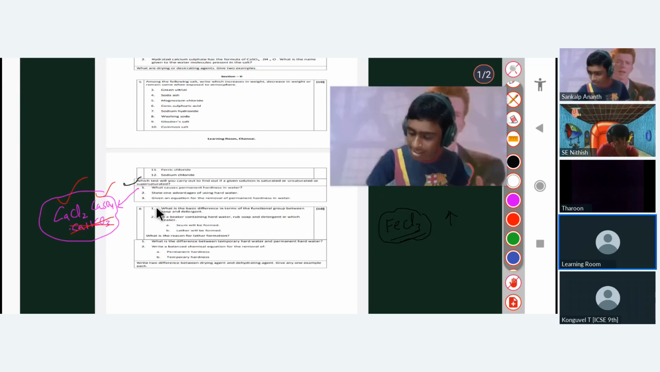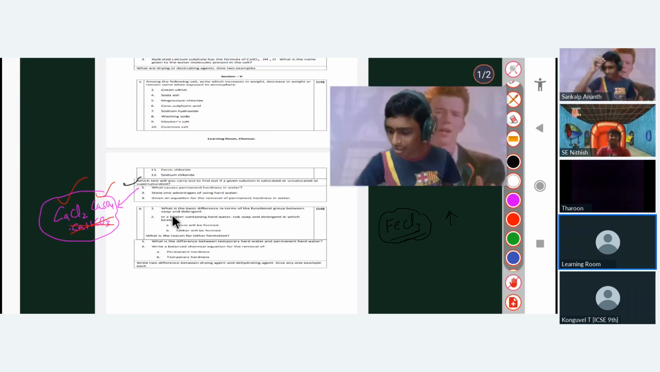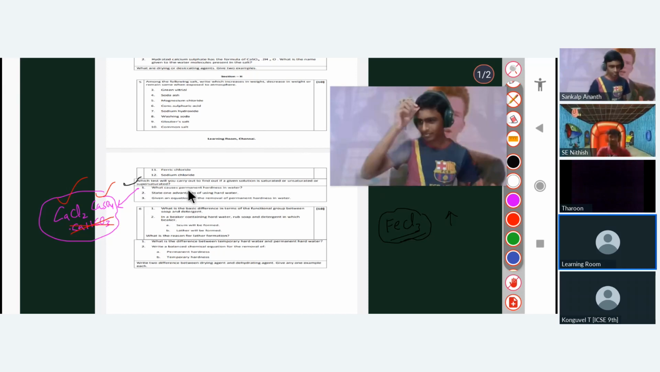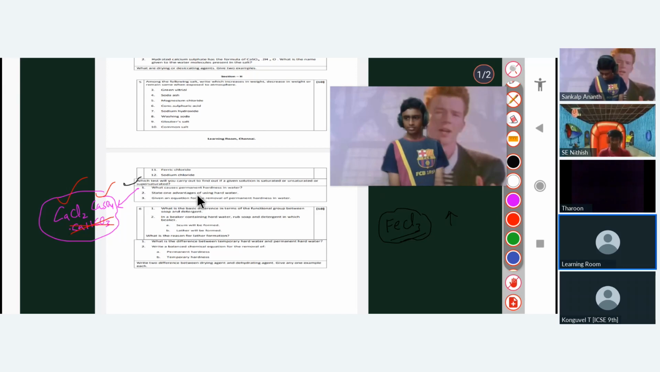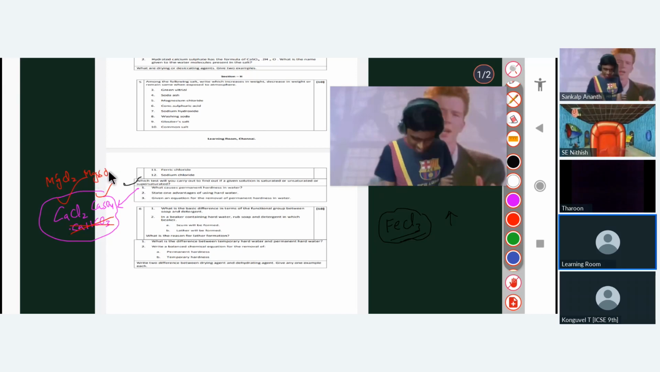Exactly. So you will just write here calcium chloride or calcium sulfate because it is given as permanent hardness. Or you can also write the calcium and magnesium chlorides and sulfates. Okay, calcium chloride, calcium sulfate, or you can also write magnesium chloride, magnesium sulfate. Okay, what is the next?